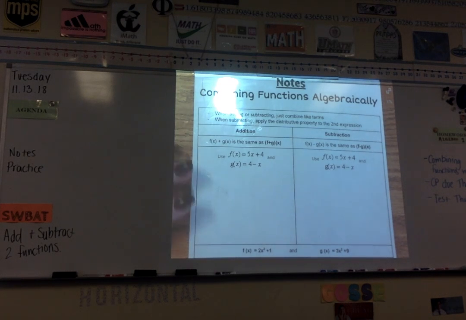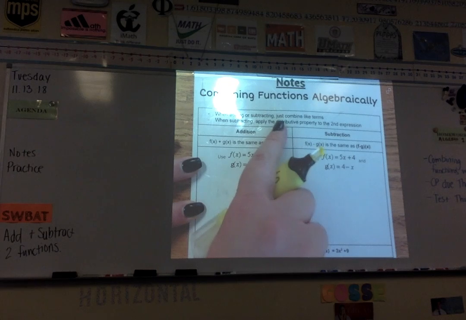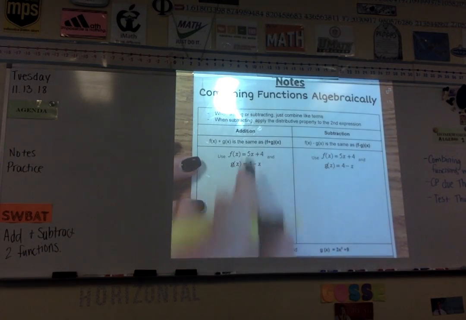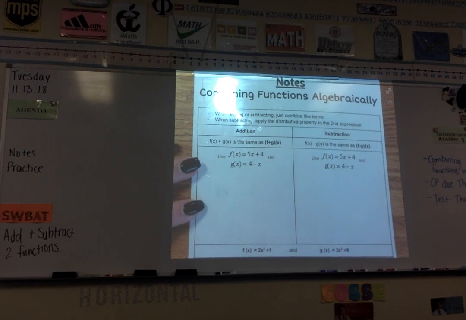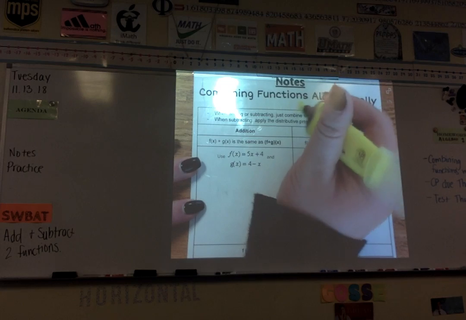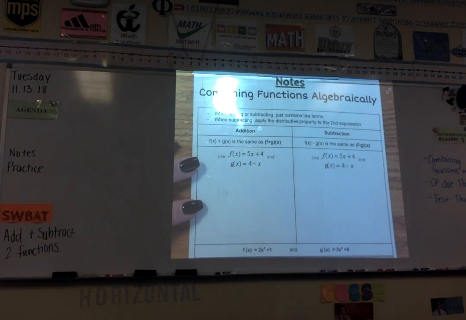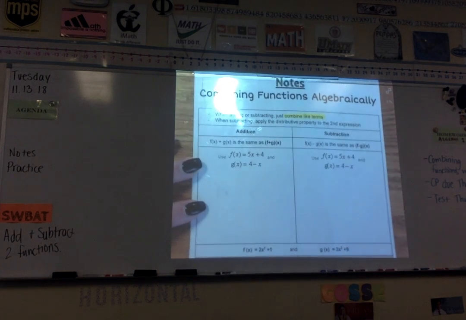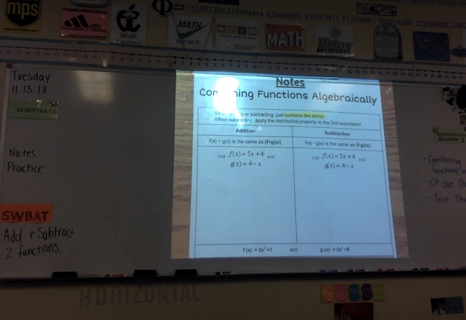So at the top it says, when adding or subtracting, just combine like terms. You actually already know how to add functions together because all it is, is combining like terms. Should we take this in here? You can tape it in, yeah, that's fine. All right. Cool. So I'm going to highlight combine like terms. So when adding or subtracting, combine like terms.